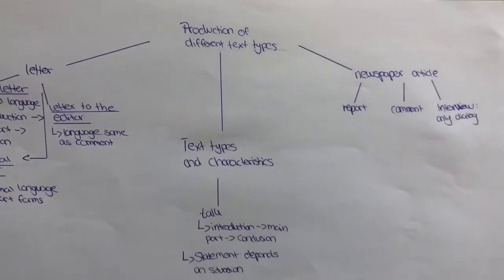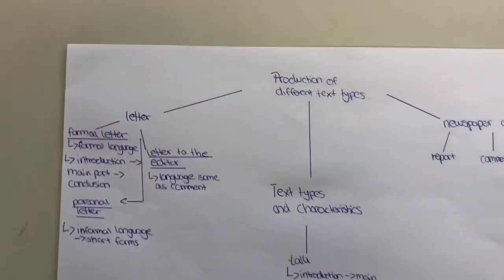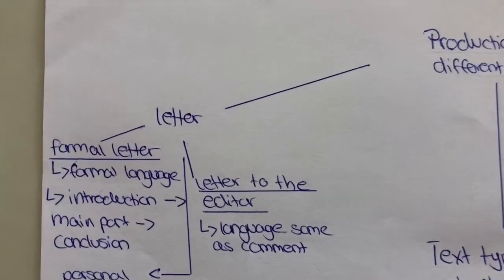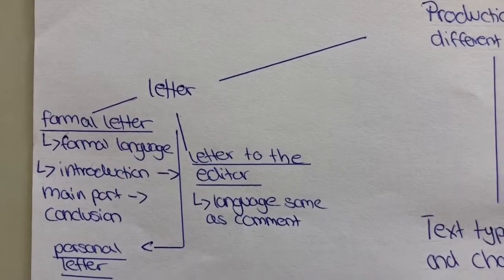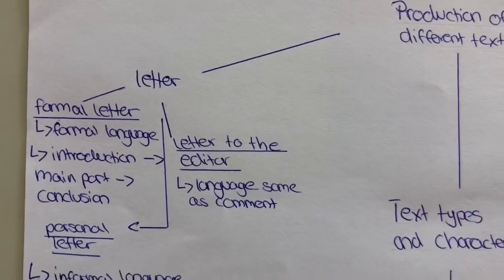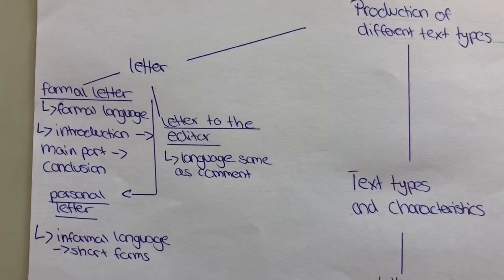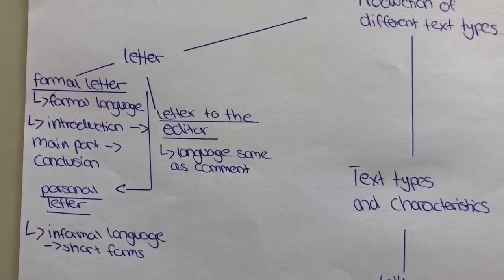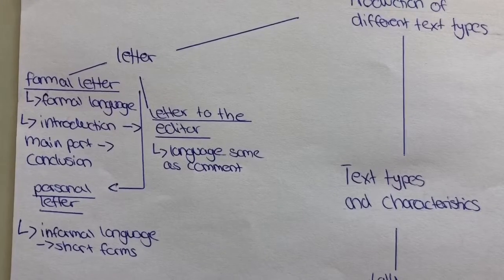The second mind map is about production of different text types, as you can see here. On the one hand, there are 3 different types of letters. When you are asked to write a formal letter, they want you to use formal language and forms. Keep the normal structure with introduction, main part, and conclusion in mind. It depends on the task what you need to do.